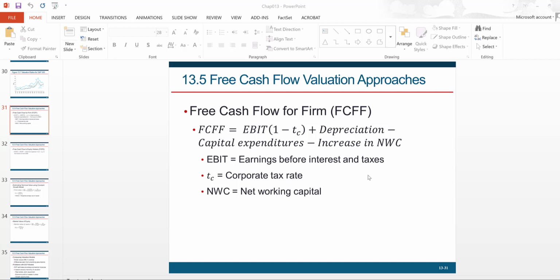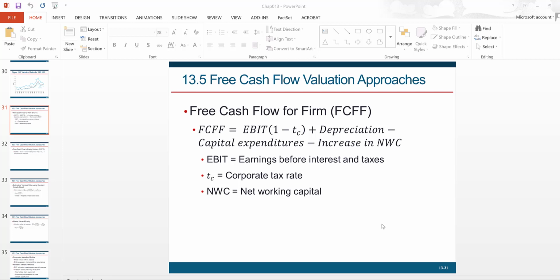So going back to our intrinsic value definition, we said that intrinsic value of any asset is the present value of expected future cash flows. So in case of stocks, the future cash flows can be dividends, but you can also directly estimate the free cash flow for the company and use that to arrive at the valuation.